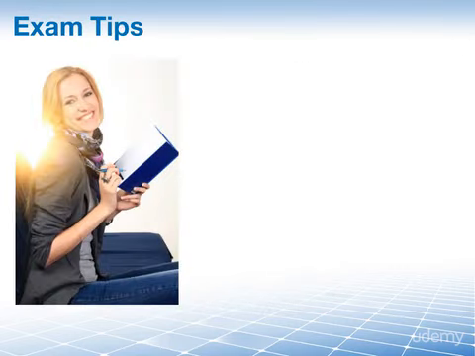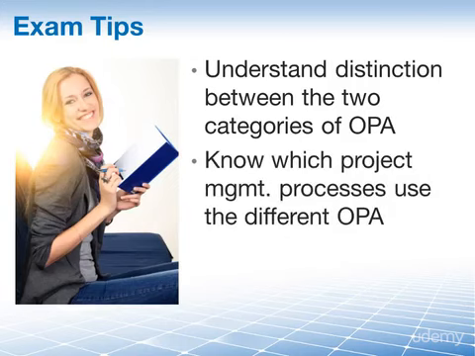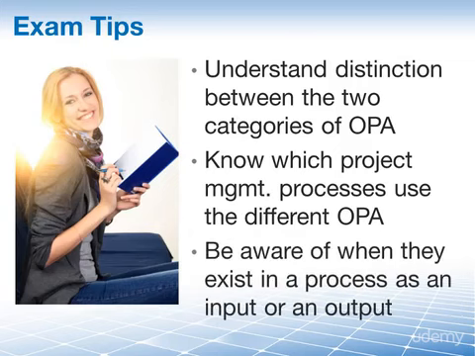As an exam tip, let me leave you with 3 thoughts on organizational process assets. It's important for you to understand the distinction between the 2 categories of organizational process assets. Basically, what is considered to be under processes and procedures versus what is part of your corporate knowledge base. Understand the use of organizational process assets within the different project management processes and know when they are to be used as input and when they are updated as outputs for each process. Details of how organizational process assets are used for different project management processes will be described in the lessons that are still to come. And this concludes our look into the organizational process assets and marks the end of this lesson.